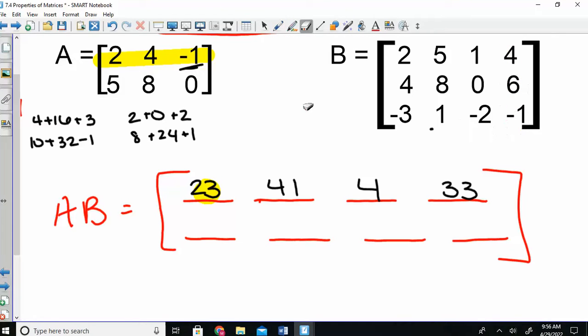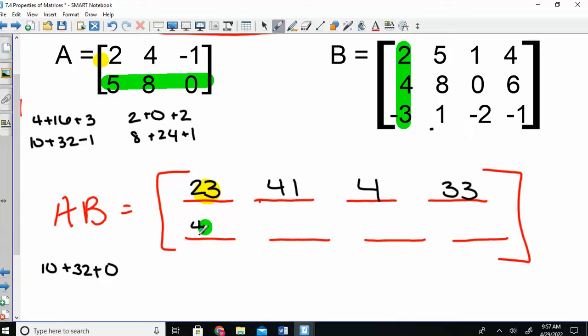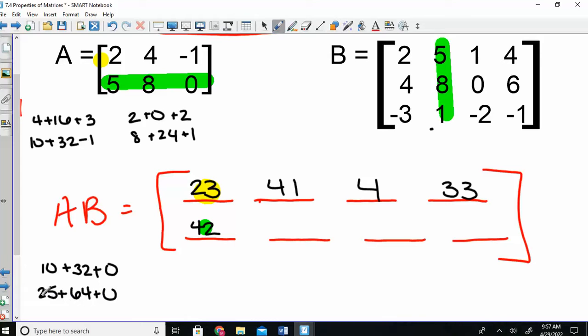So now we need the second row of my matrix, so I'm going to have to multiply by the second row here. So we multiply our first ones. So 5 times 2, 8 times 4, and 0 times -3 is 0, so we get 42. And we do the next column, just working our way down. So 5 times 5, 25, 8 times 8, 64, 0 times 1 is 0, 89.